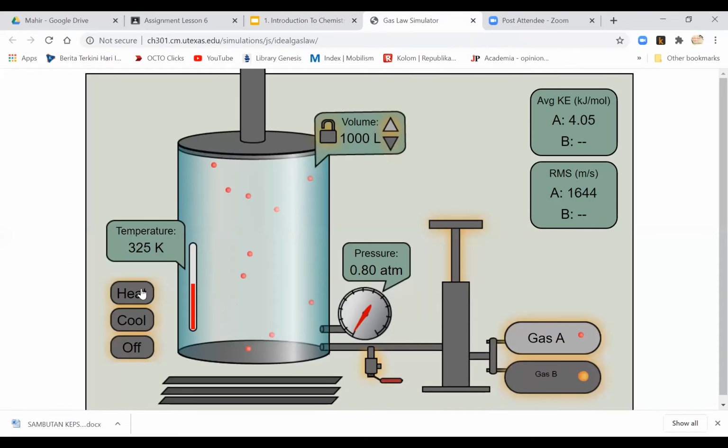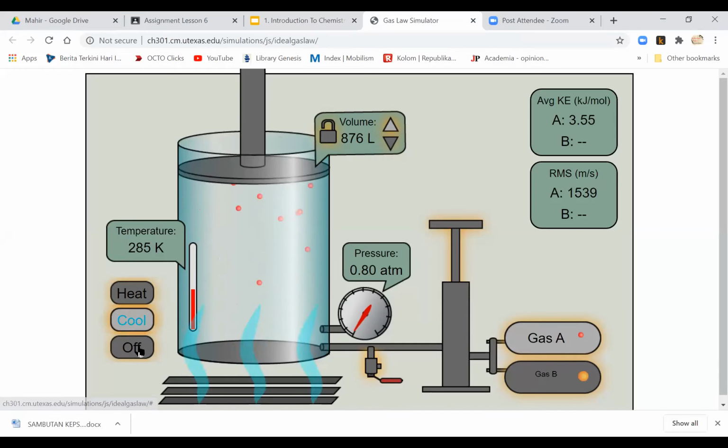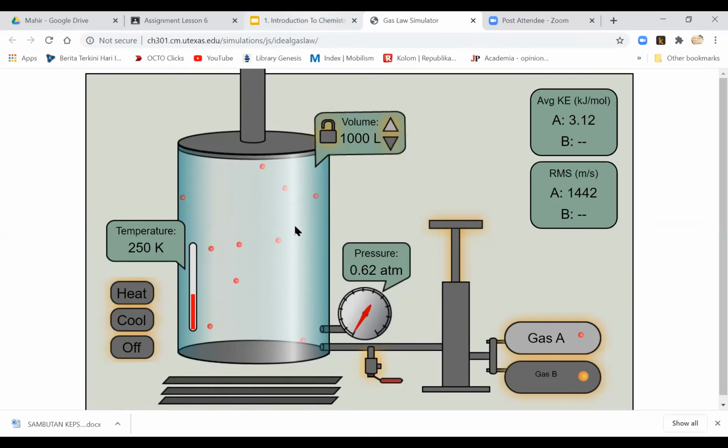Take a look at this. Now I'm going to increase the temperature by heating this one. So the pressure must be increasing, right? Let's see. I'm heating, look at the pressure, it is increasing. I'm cooling, look at the pressure, it is decreasing. So I prove the formula, isn't it?